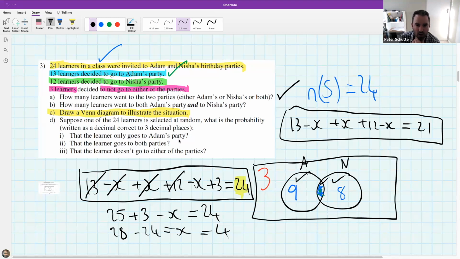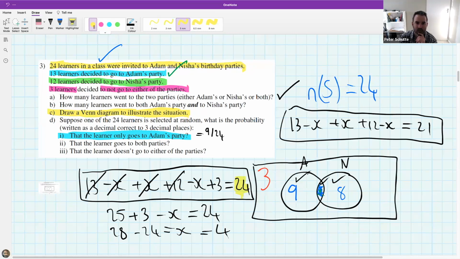What is the probability that a learner only goes to Adam's party? I want to know what the answer to that is. What is the probability that the learner only goes to Adam's party? So here's Adam. You only go to Adam. This one goes to Adam and Nisha. So this is going to be 9 out of 24.